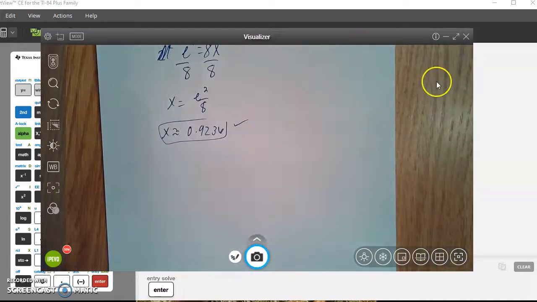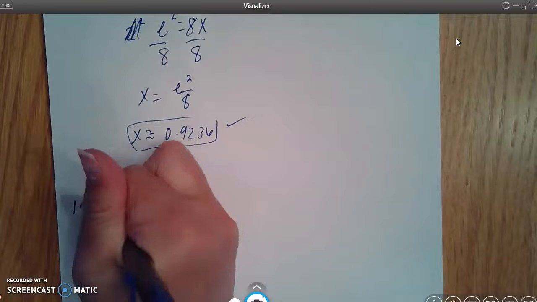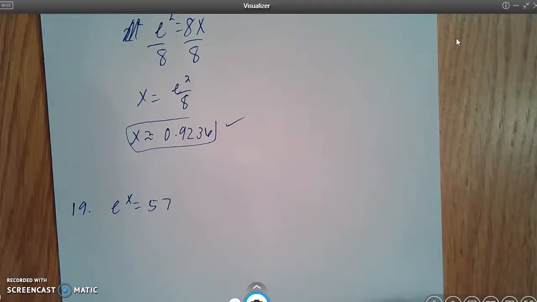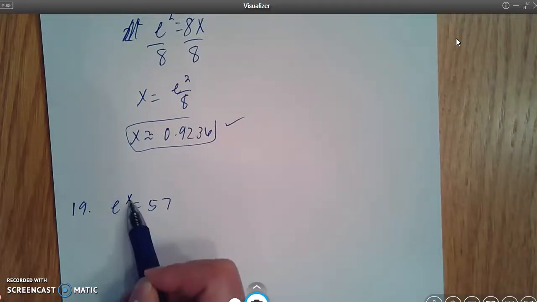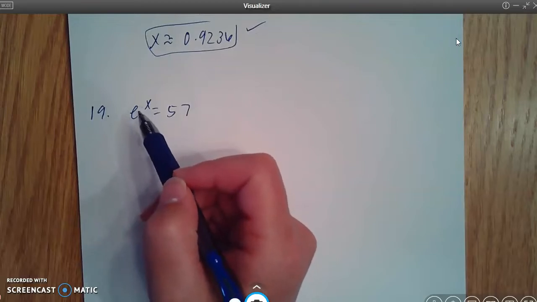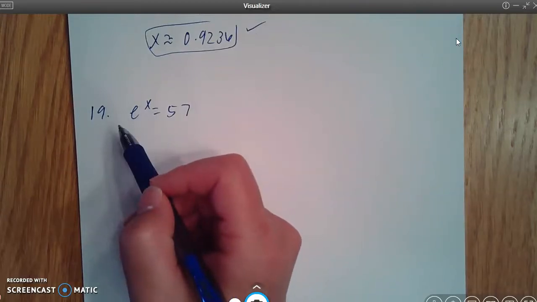Okay, let's look at number 19. So on number 19, we have e to the x is equal to 57. I still need to go and solve for this one. Since x is my variable and it's in my exponent, that doesn't help me. So I need to get my x out from there.